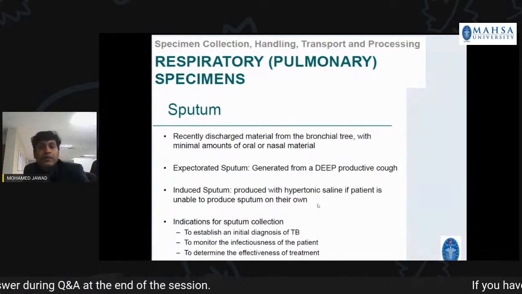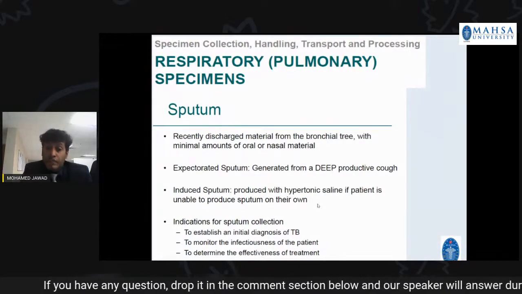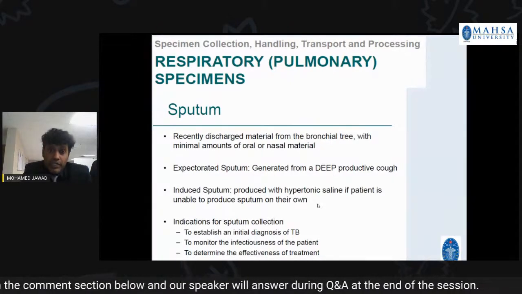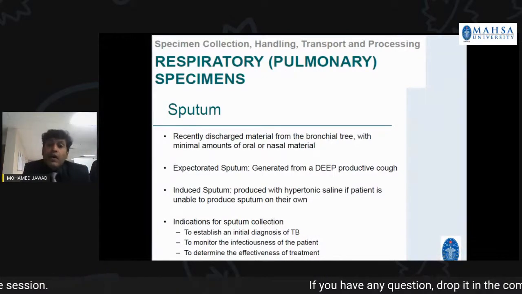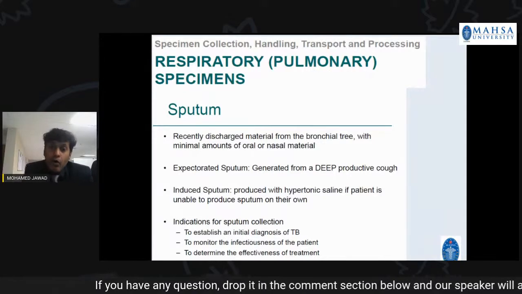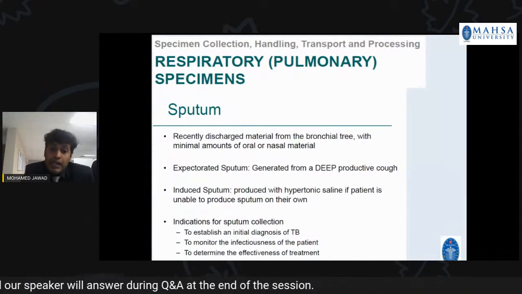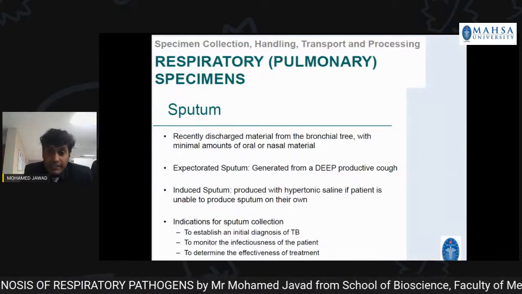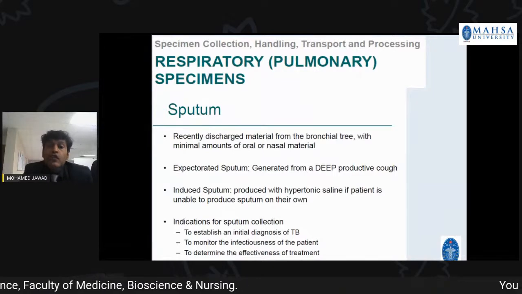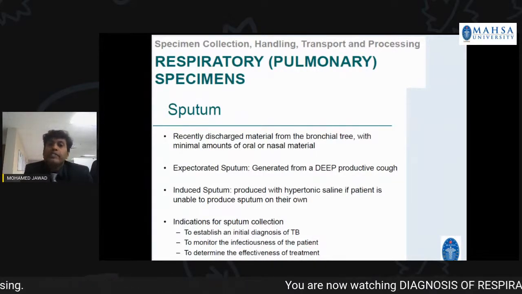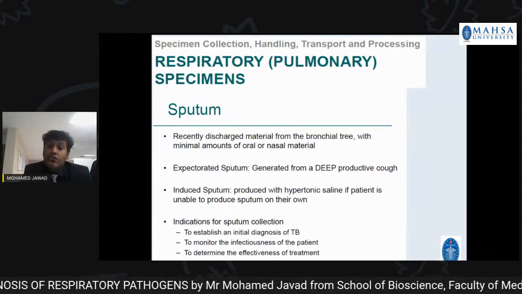Mainly the sputum collection is to establish the initial diagnosis of tuberculosis and to monitor the infectiousness of the patient. We have to know the degree of severity and determine the effectiveness of the treatment also. That means we have to monitor how much bacteria is there, count the numbers, and after treatment also we collect the sputum and check the numbers. If the number decreases, it means they are responding to the treatment. This helps for prognosis also, to determine the effectiveness of the treatment. So these are the indications for sputum collection.